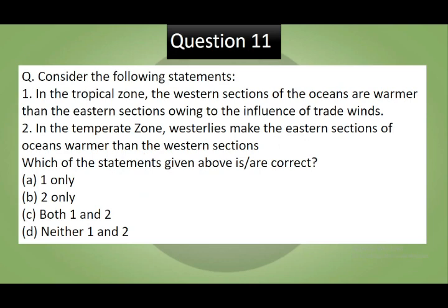Question number 11. Consider the following statements. First, in the tropical zone, the western sections of the oceans are warmer than the eastern sections owing to the influence of the trade winds. Second, in the temperate zone, westerlies make the eastern sections of oceans warmer than the western sections. Which of the statements given above is/are correct? Pause the video, try to answer. Now we will look towards the answer.